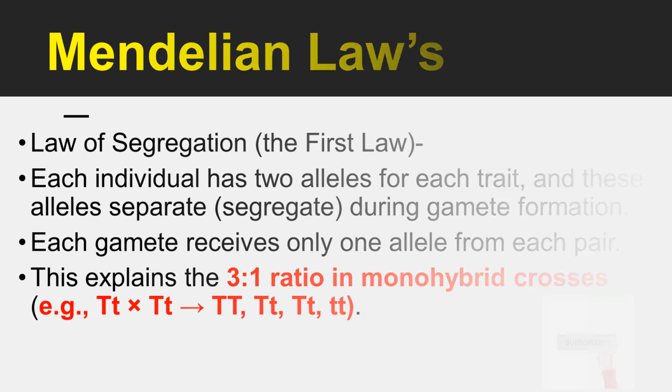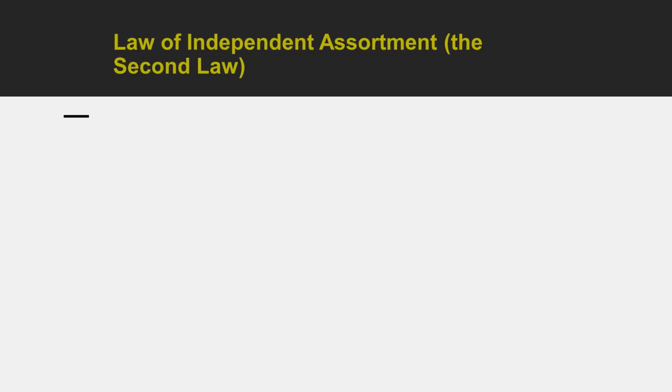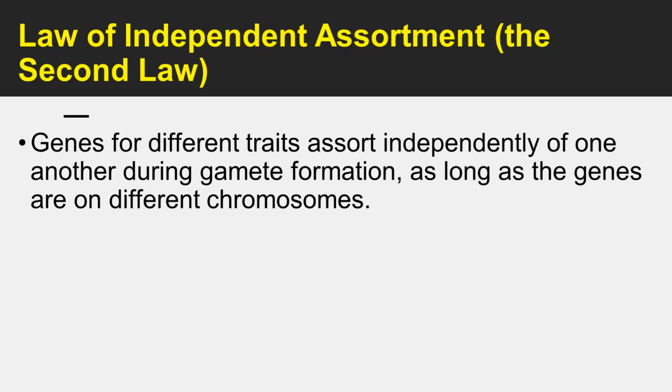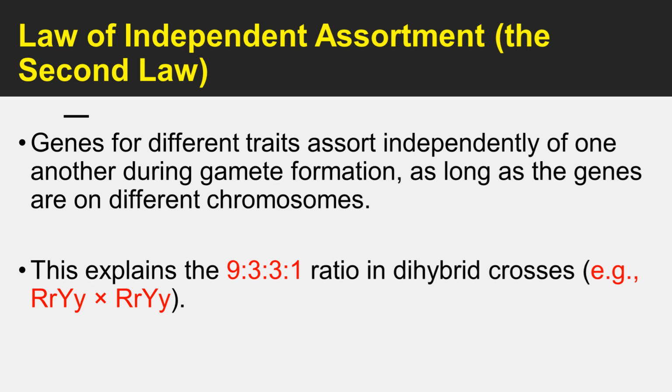Law of independent assortment, the second law. Genes for different traits assort independently of one another during gamete formation, as long as the genes are on different chromosomes. This explains the 9-to-3-to-3-to-1 ratio in dihybrid crosses.